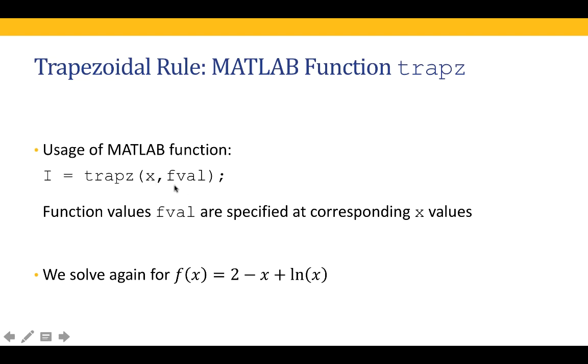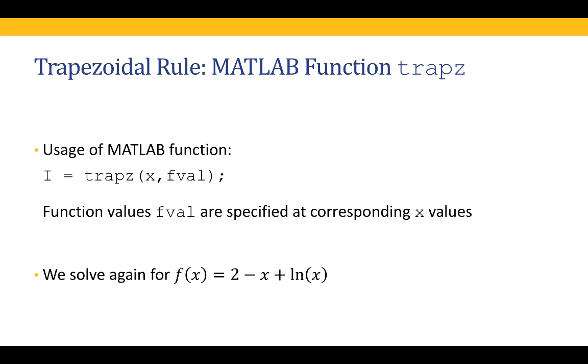where x is the independent variable and f is f calculated at those various values of x. X in this case is going to be an n+1 dimensional vector, and fval also is an n+1 dimensional vector, such that the function values fval correspond to the x values. The first element in fval is f of x1, the second is f calculated at x2, the third is f calculated at x3, and so on.